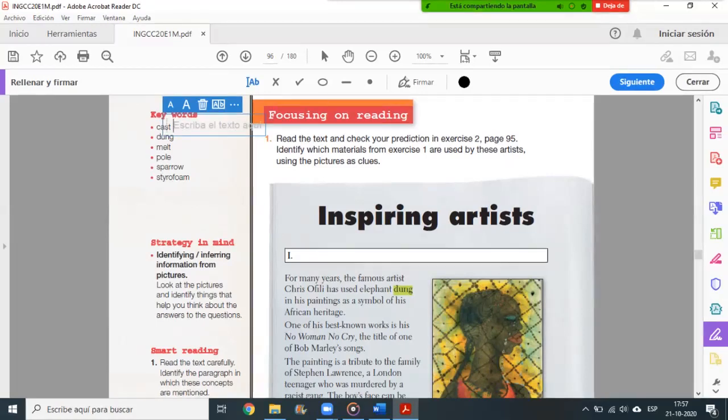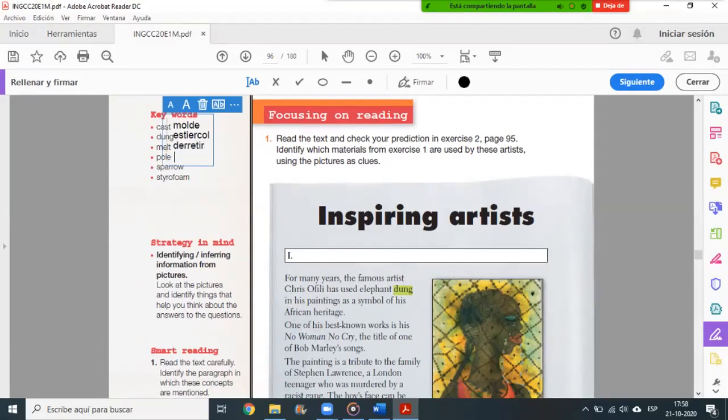The meaning of cast is molde, okay? Molde. This is the meaning of cast. Second word, this is tank. It means estiércol, okay? Melt. Dung, estiércol, melt, it means derretir. Derretir una sustancia, derretir algo, ¿ya?